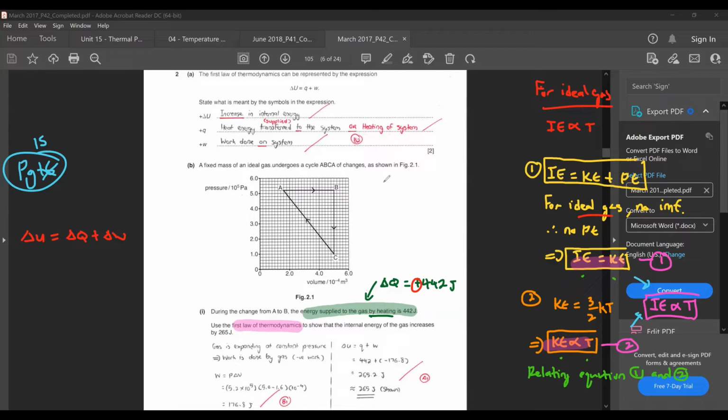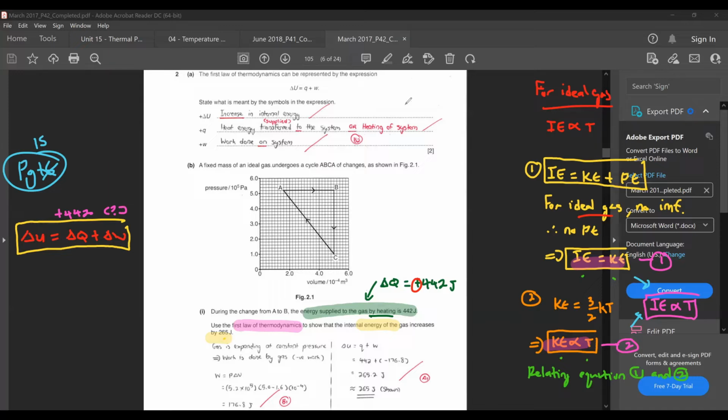Show that the internal energy of the gas increases by this value, plus 265 joules. So you're supposed to use this equation, which is what you find in the first law of thermodynamics, to show the internal energy increases by 265 joules. So you already know that delta Q is actually plus 442, but you're just missing the work done.